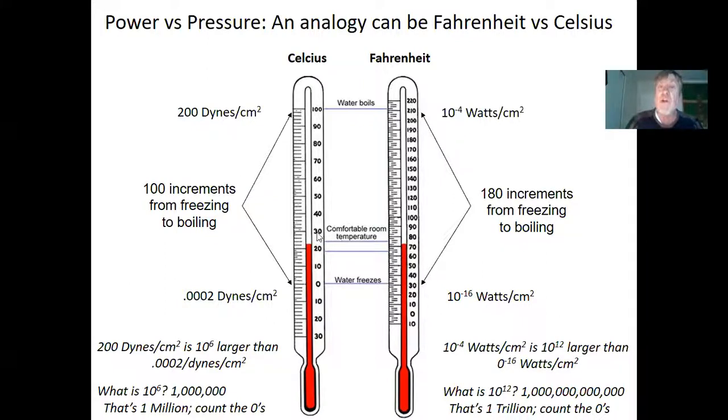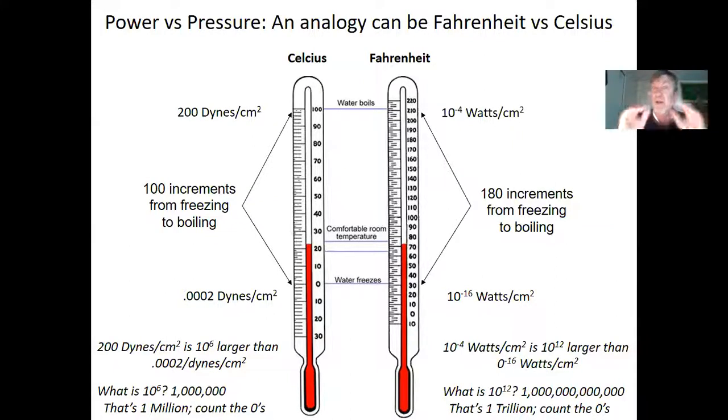Now if you look at the left, you'll see how the rest of the world tells temperature. In Canada, we used to use Fahrenheit. We don't anymore. And in Europe, they used to use Fahrenheit. They don't anymore. The rest of the world is on Celsius. And look where water freezes on the left thermometer. We call that zero. And look where water boils in Celsius, 100. Kind of makes more sense, doesn't it? Zero and 100, freezing and boiling.